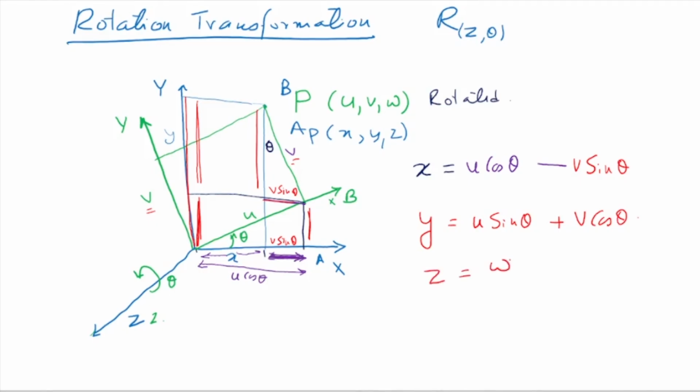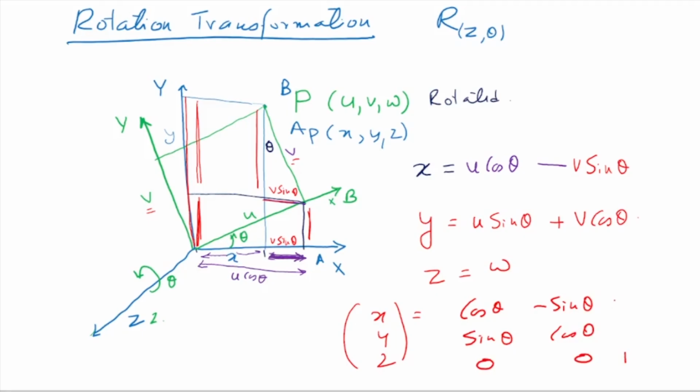Okay, so now I can write this in matrix form. Please derive this geometrically. Once you derive it geometrically, you'll be able to understand this very clearly. What is the relation between x, y, z and u, v, w? If I write it in matrix form, this is x, y, and z, equal to cos theta, minus sin theta, 0; sin theta, cos theta, 0; 0, 0, 1; times u, v, w.